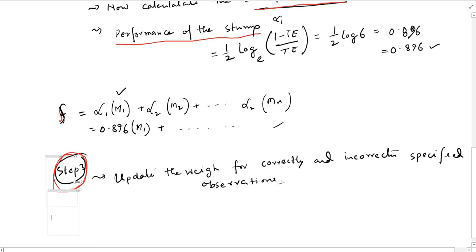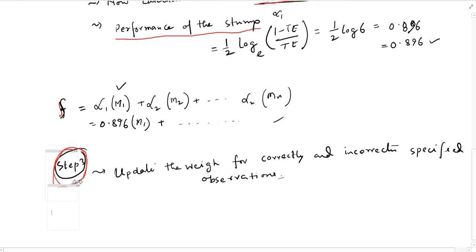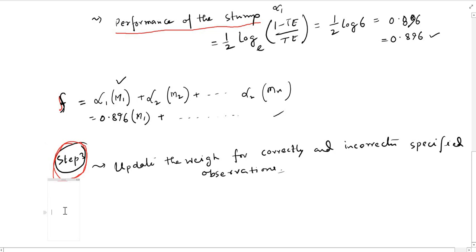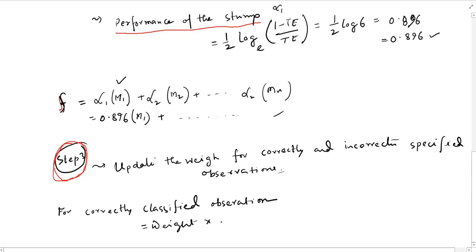So how will we calculate the updated weights? For that we again have a formula. For correctly classified observations, the formula is weight, which will be 1 by 7 into e to the power minus 0.896. So whatever we calculated, this one.